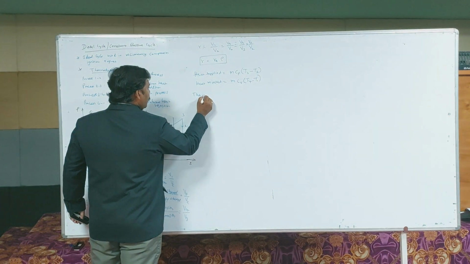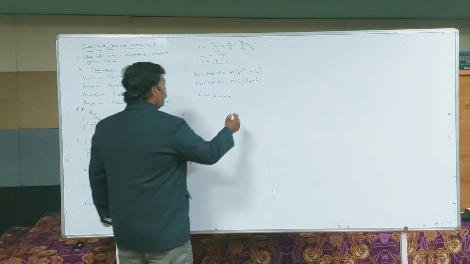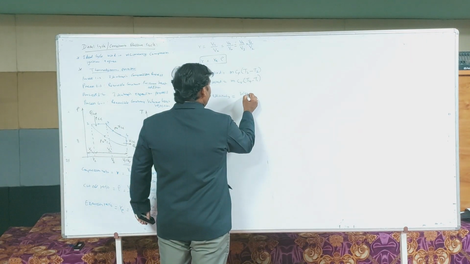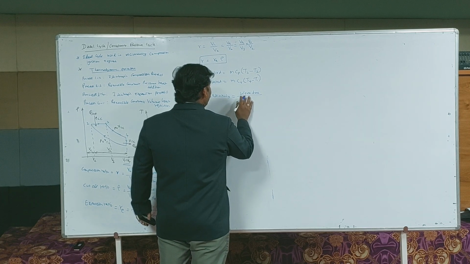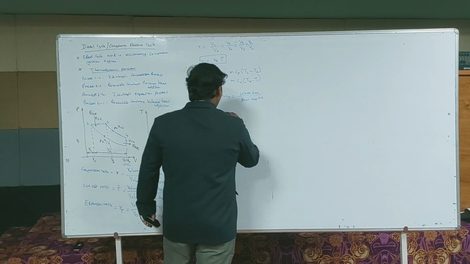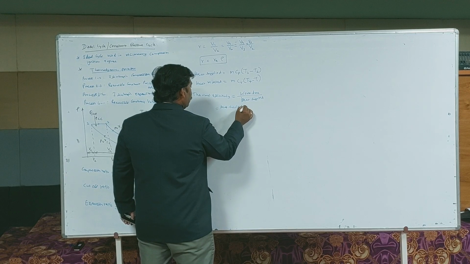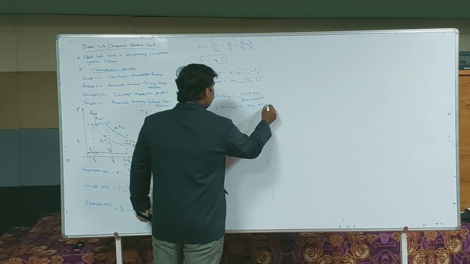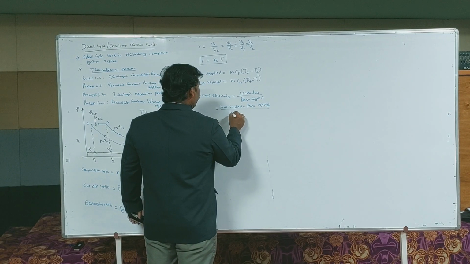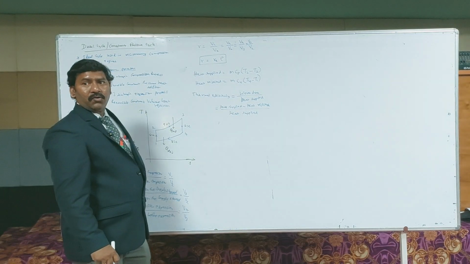The thermal efficiency of a diesel cycle can be defined as the ratio of work done to the heat supplied. So, work done can also be written as heat supplied minus heat rejected, and in the denominator it will be heat supplied. So, we have to write the formula for heat supplied.